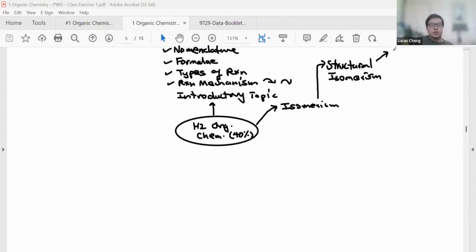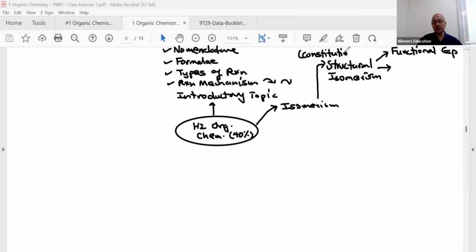There's functional group isomerism, as far as I remember. I'll just list it not in any order, doesn't matter. Then there's constitutional isomerism. Constitutional is structural, so be careful, they're the same thing. That's why I want to go through one round with your constitutional. I need to get you all back to the basics, because questions you have more than enough, and you'll be doing them. I'm very sure, so I'm not so worried.